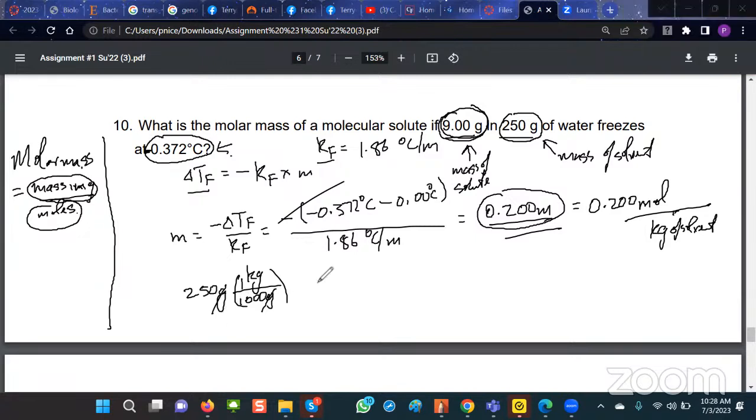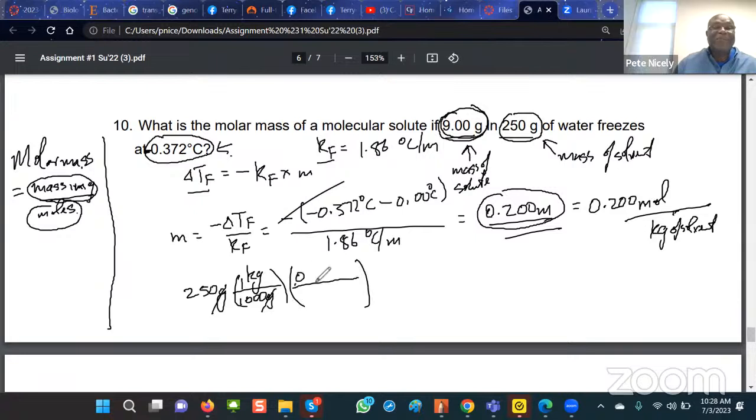You would be multiplying it by the 0.2 to then get moles of solute. Exactly. So you're going to multiply that result by 0.200 moles above and 1 kilogram below. So the kilogram unit will cancel out. So let's see what this gives. 250 divided by 1,000. And then we multiply that by 0.200. And according to my calculations, this works out to be equal to 0.050 moles. So now that we have the moles of solute, what would be the next step?